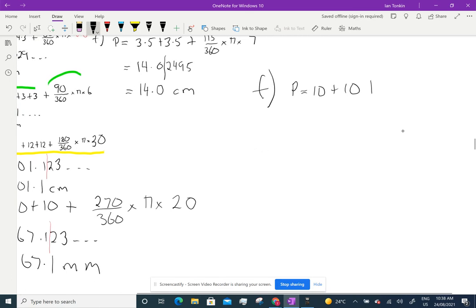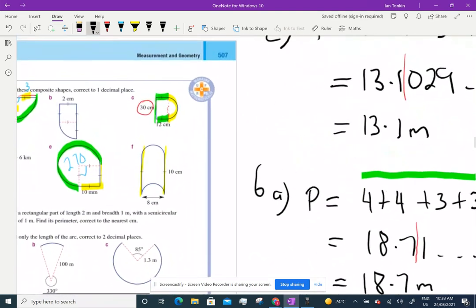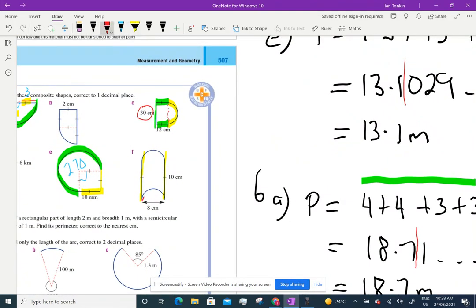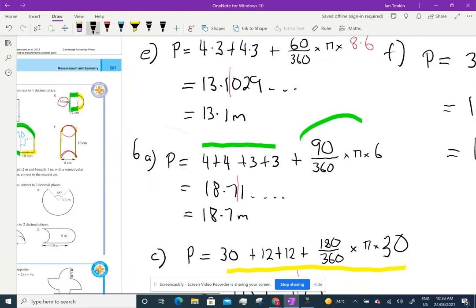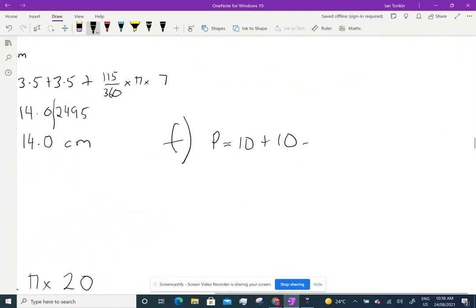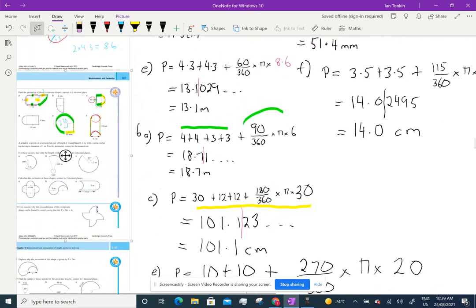Now, how much of a circle have I got? Okay, well, down here, I've got half a circle, and up here, I've got another half of a circle. Well, hold on, a half and a half, that's just a whole circle. That's easy. I don't even need to do a fraction. I could put it all together and just have one whole circle. Oh, you mean F is the easiest question? F is indeed the easiest question. It's just 10 plus 10 plus pi times the diameter. Because it's not a fraction, it's a whole circle.